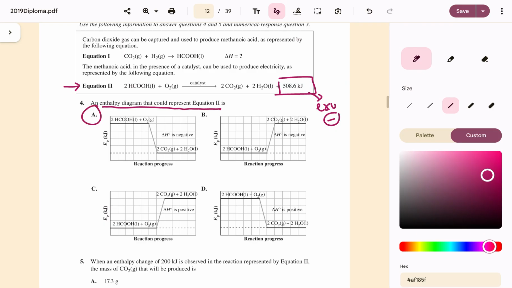And anytime you have an exothermic diagram, it will have that drop between reactants and products, and your value is negative. If you look at the rest, B is showing endothermic, and then it's also saying negative, which is not true. C is showing endothermic, which, if this was endothermic, could have been right, but because our value is negative, it doesn't work. And this last one has the right shape, but saying positive makes this one wrong.